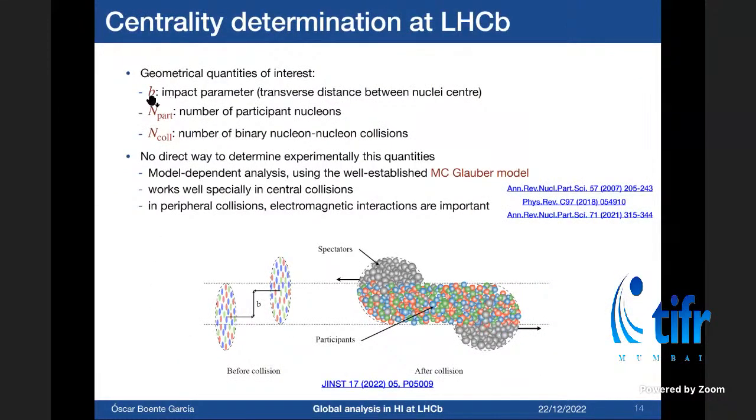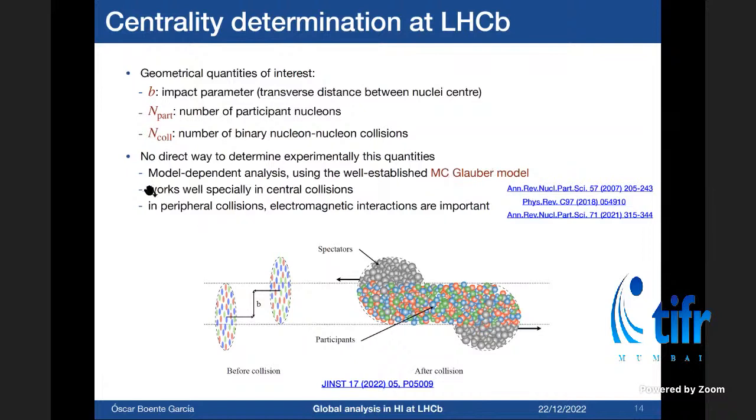So what we want to know is this b, the impact parameter, but also other parameters like the N_part, which are the participants, so the number of nucleons that basically cross the other nucleus, and then the number of binary nucleon-nucleon collisions. This cannot be determined directly from the experiment, so we need to rely on a model. And what we do is to use the MC Glauber model.